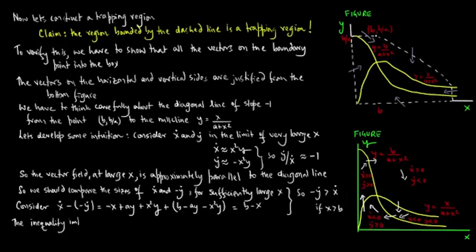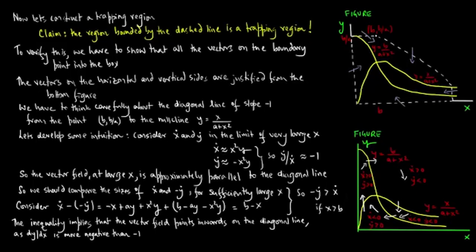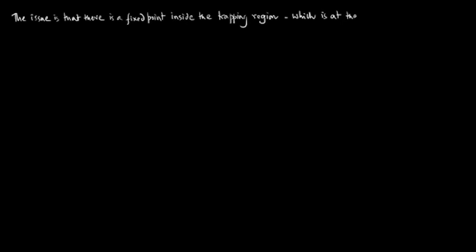The inequality implies that the vector field points inwards on the diagonal line, as dy/dx is more negative than minus 1, and so the vectors are steeper than the diagonal line, and thus the region is in fact a trapping region. The issue is that there is a fixed point inside the trapping region, which is at the intersection of the null lines.